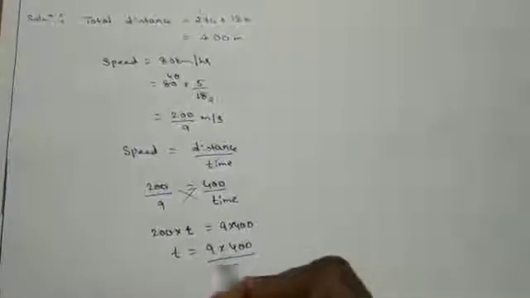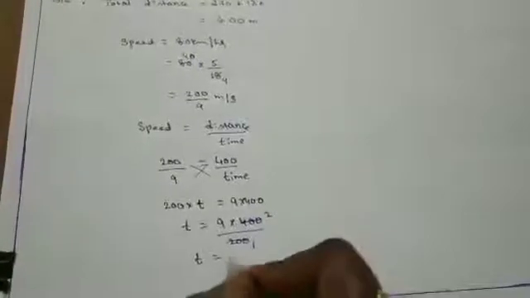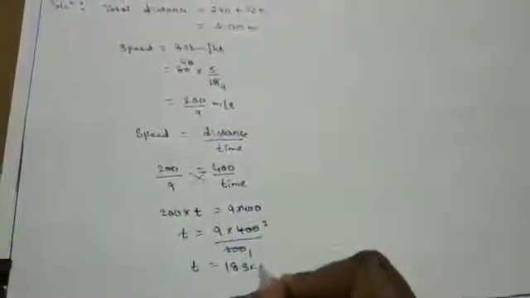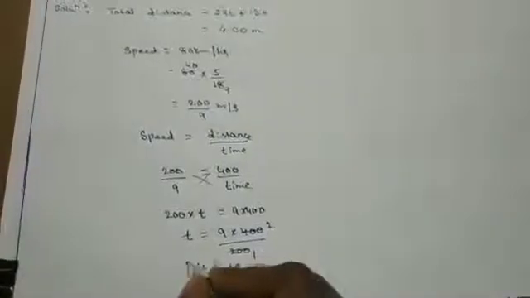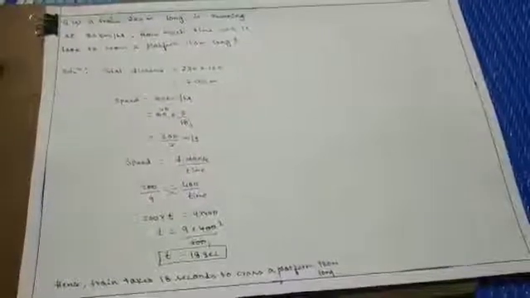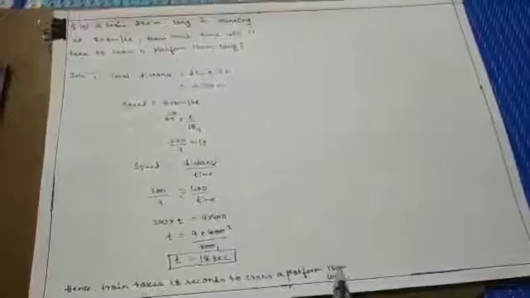Then 200 ones are 200, 200 twos are 400. Then T is equal to 9 twos are 18. What is it in meter? Is it in seconds or hours? Check it. Seconds. Yes. 18 seconds. Give the conclusion by writing the end statement. So what will you write as the end statement? Hence, the train takes 18 seconds to cross a platform of 130 meter long.